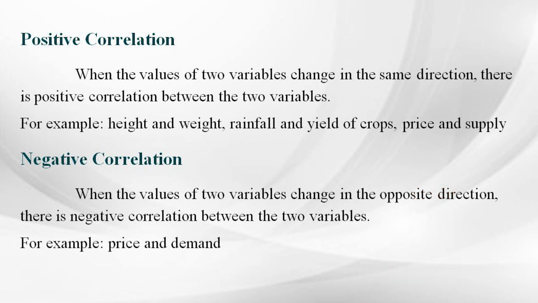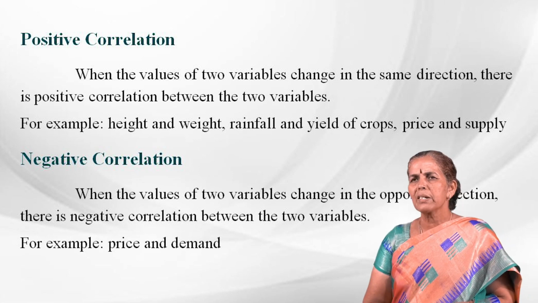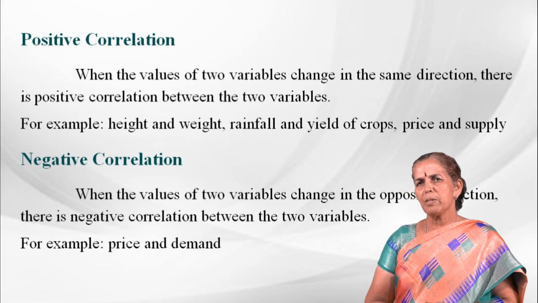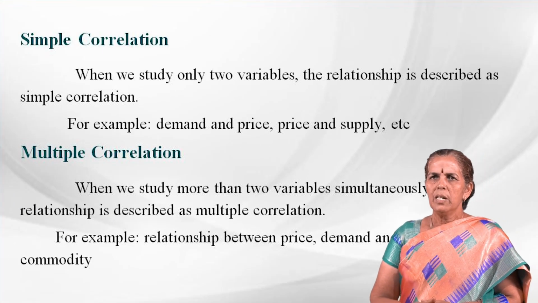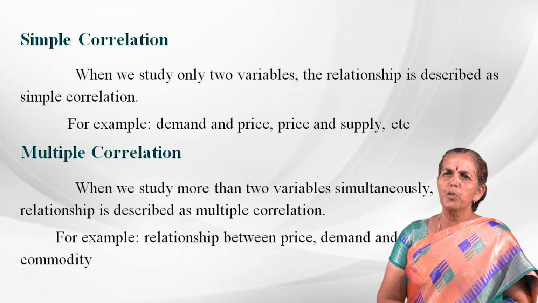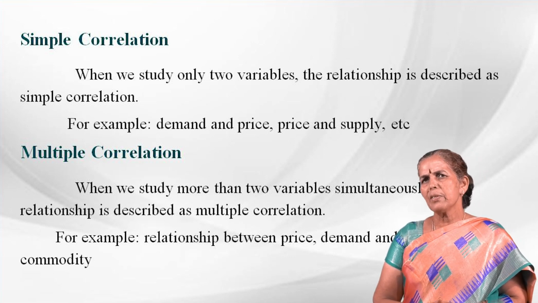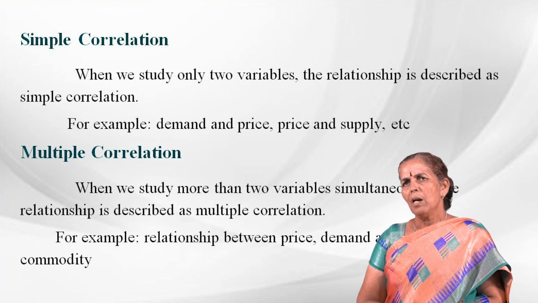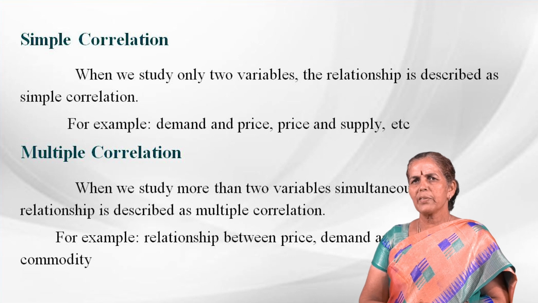Next, negative correlation. When the values of two variables change in the opposite direction, that means when the first variable increases, the related variable decreases. The first variable is decreasing, the related variable is increasing. That is called negative correlation. The example, price and demand. Next is simple correlation. In simple correlation, we take only two variables. The relationship is described as simple. For example, demand and price or price and supply, etc.